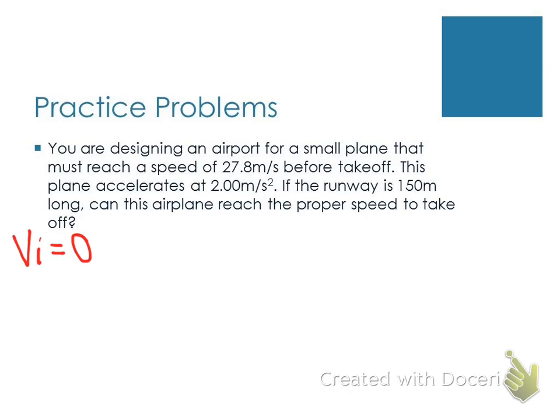So we're only looking at the portion of this plane's motion from when it starts its engine to the point it's just about to take off. We're looking only at the runway portion. It has to reach a speed of 27.8 meters per second, so that means its final velocity must be 27.8 meters per second. It accelerates at 2 meters per second squared, so we know its acceleration.